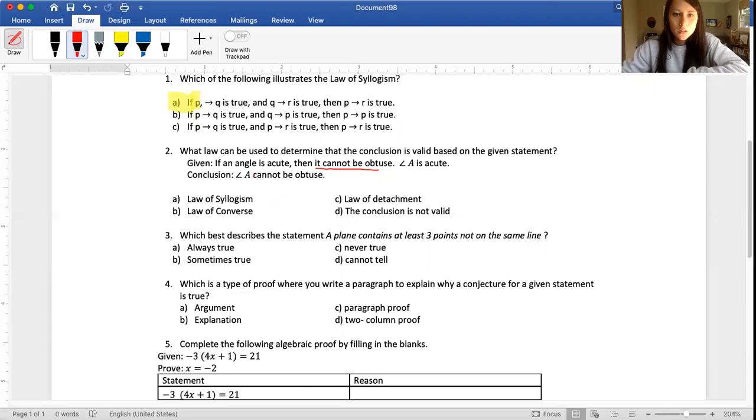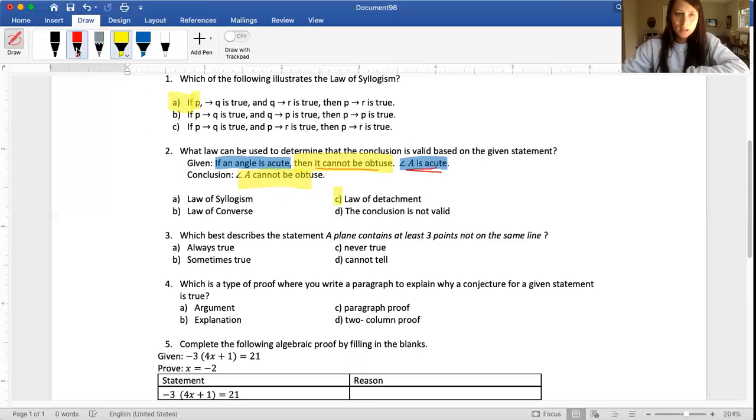Here the conclusion is based off of what's said here, angle A is acute. Notice how this statement, angle A is acute, is the same type of statement as the hypothesis in the given. And the conclusion is also the same type of conclusion that's in your given statement. So the answer for this would be the law of detachment. You're detaching the statements. If blue, then yellow, and then here's a blue statement, then my conclusion is yellow. Okay, so that's one way to look at it.